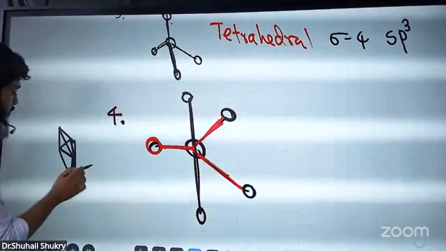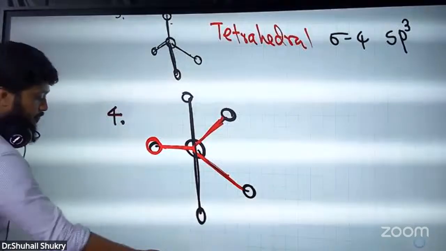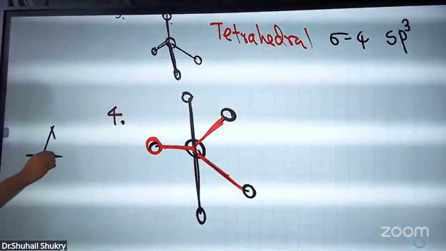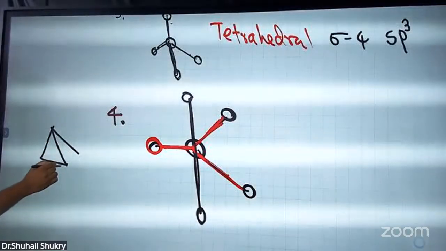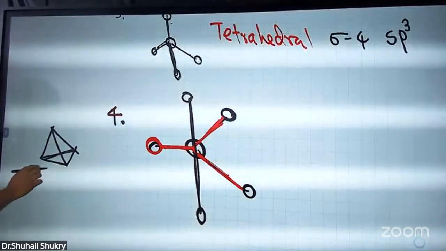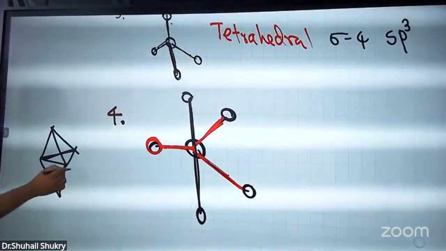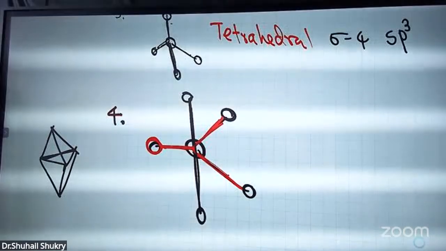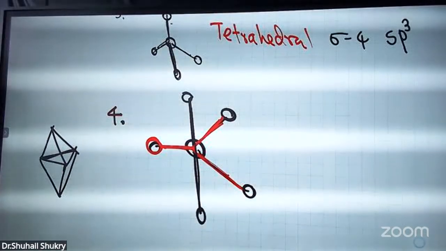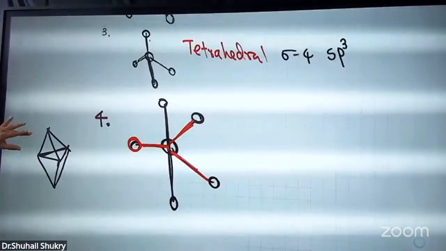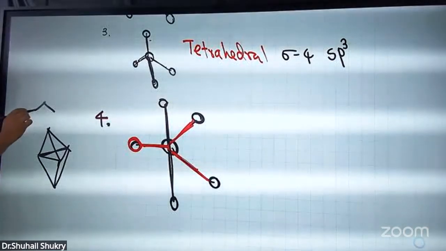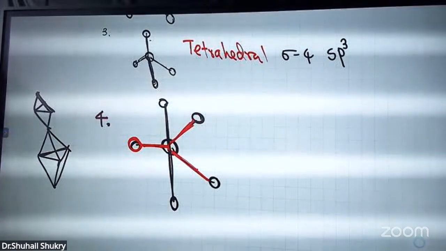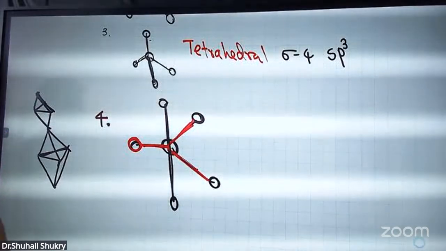What do we call this then? This is a triangle, and another one like this. What is this? We say this is a trigonal bipyramid. Yeah, this is a triangular pyramid. There are two triangular pyramids, one on top of the other. So what do we call this?